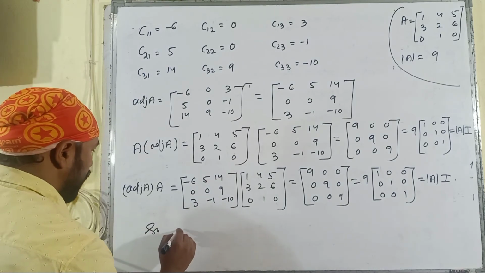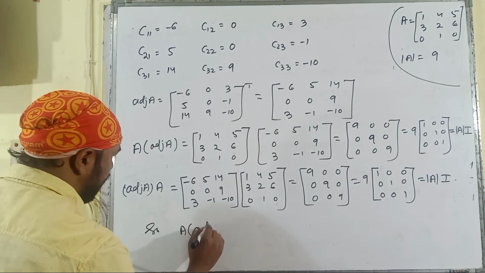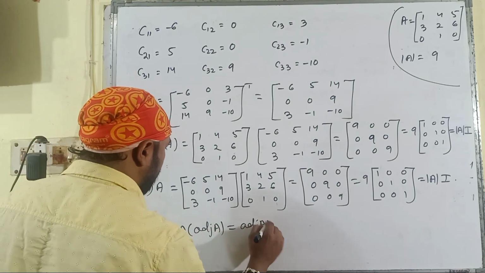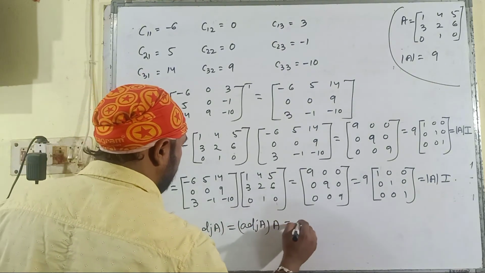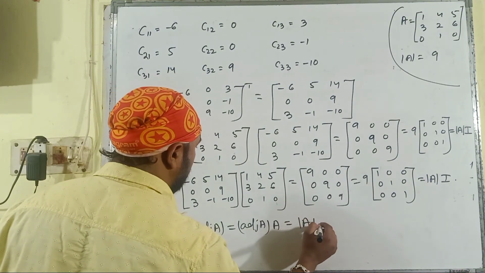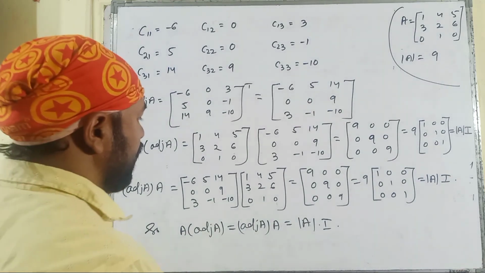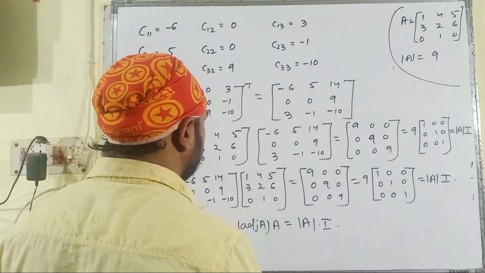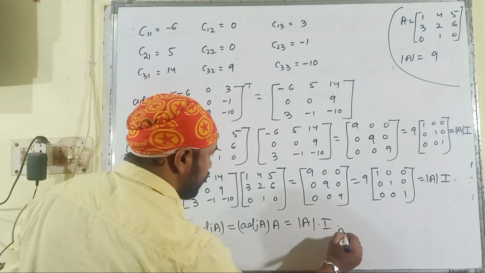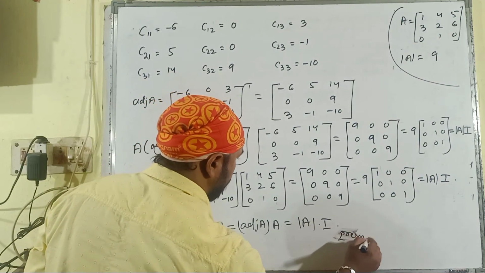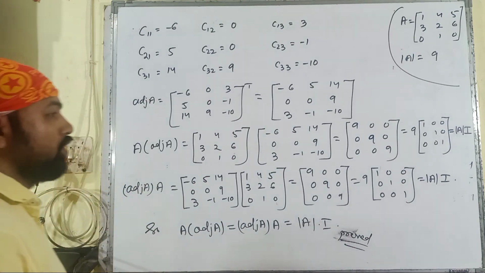So A multiplied with adjoint of A is equal to adjoint of A multiplied with A, which gives us the same result, determinant of A multiplied with the identity matrix I. Here it is the proof of example number 3.